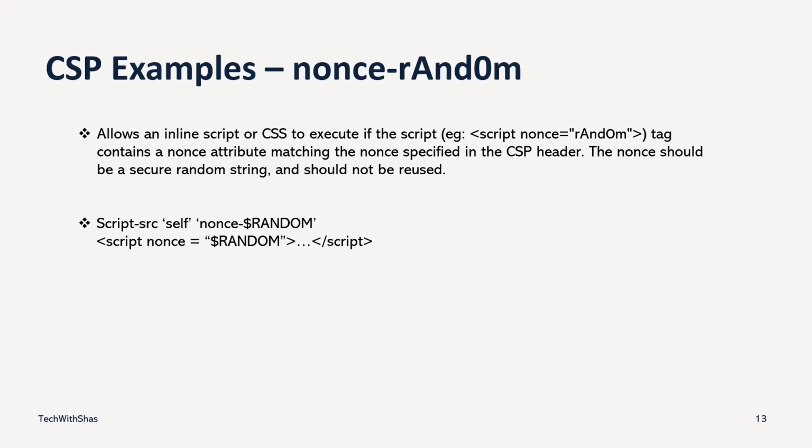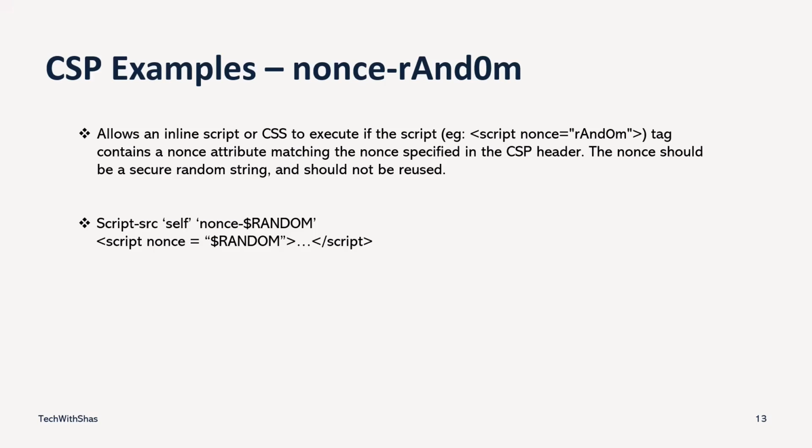So the recommended approach is to use a dynamic nonce for every request. Suppose you have one request coming from a user: generate a new nonce and attach it to the scripts. Do the same for all requests, so that every time you have a new nonce and nobody can guess it. That's the way we can secure our application in a better manner.